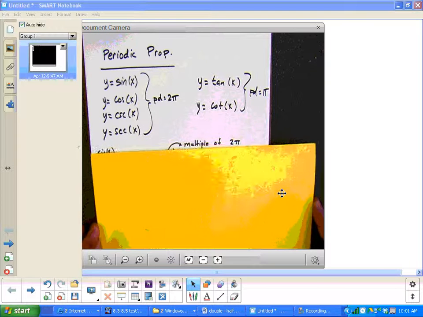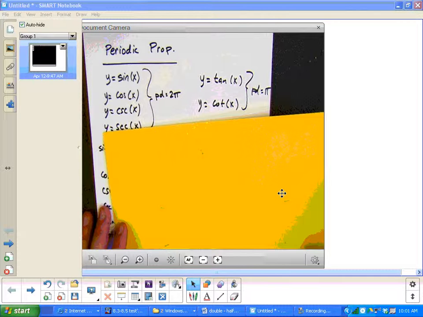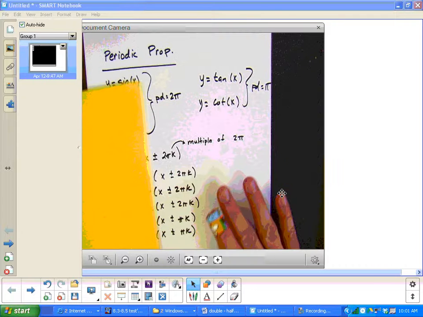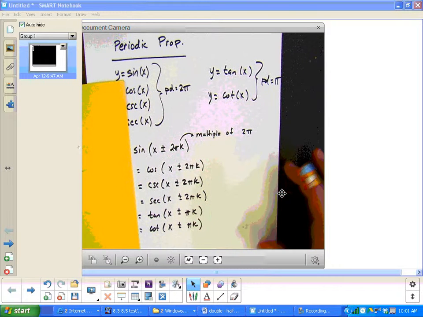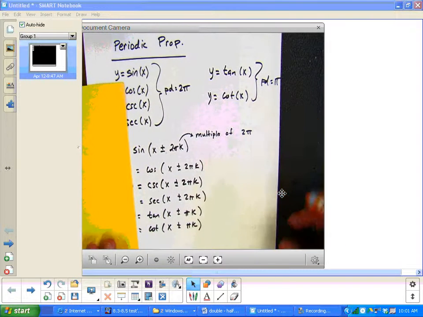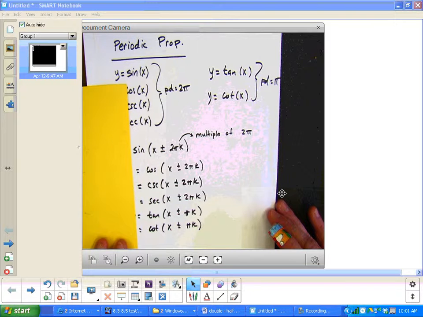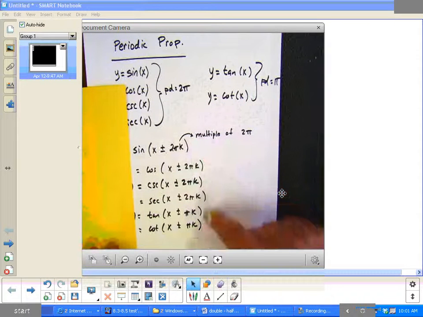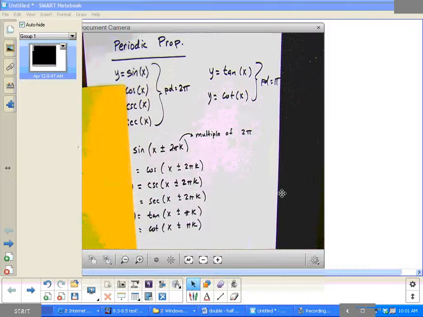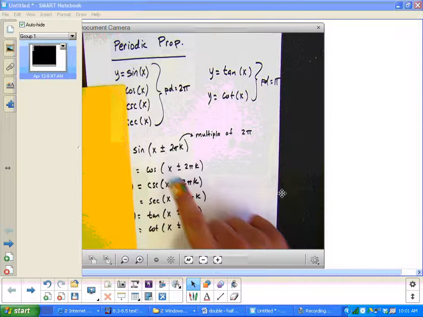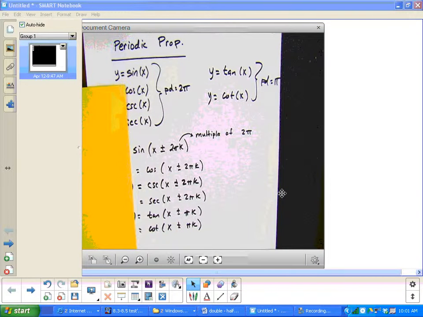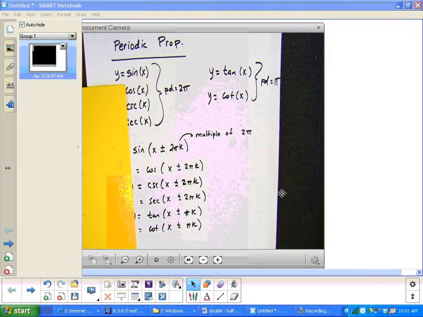Now, let's look at sort of the application of these, okay? I want you guys to kind of do it backwards from what I do. All right. Now, let's take in what I've got written on the right-hand side. Okay, so I've got the sine, the cosine, the cosecant, and the secant of some angle x plus or minus 2 pi k. Now, 2 pi k just means multiples of 2 pi. All right, now I want you to think about this.